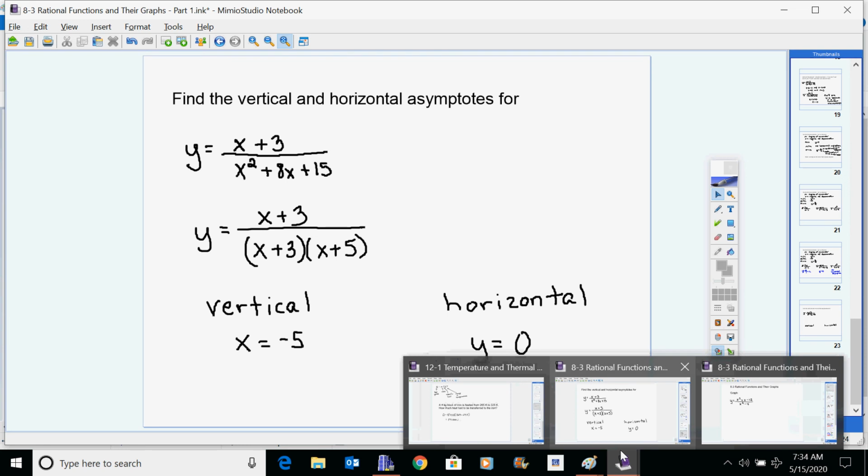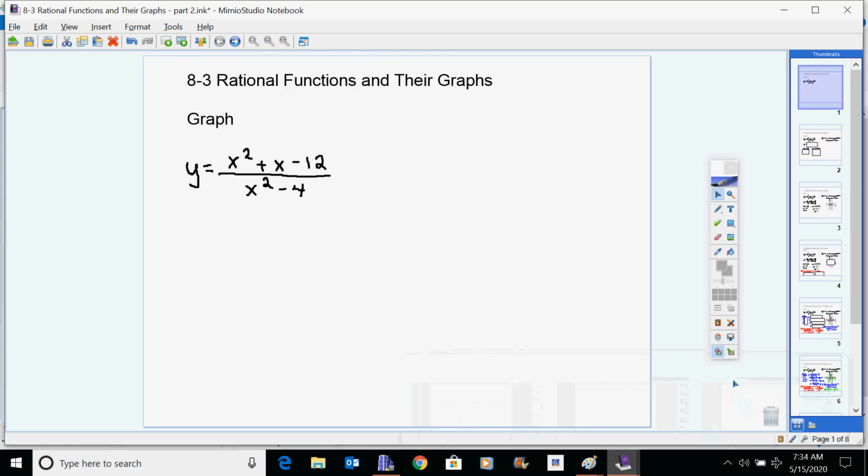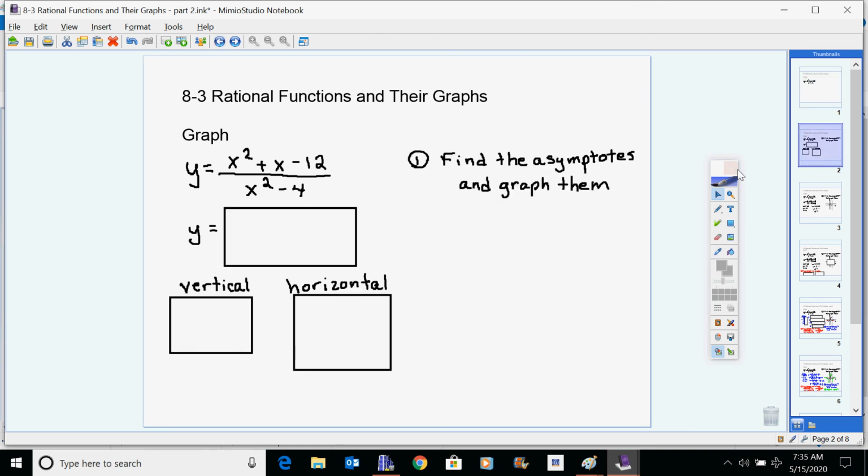Well, what does that all mean? Let's look at an example. All right, I have this wonderful equation, and I want to go ahead and graph it. So I want to first find the asymptotes, and then we're going to look for some other things that we've already talked about. First, we need to factor both the numerator and the denominator. You know how to factor, so I'm not going back over that at this time.